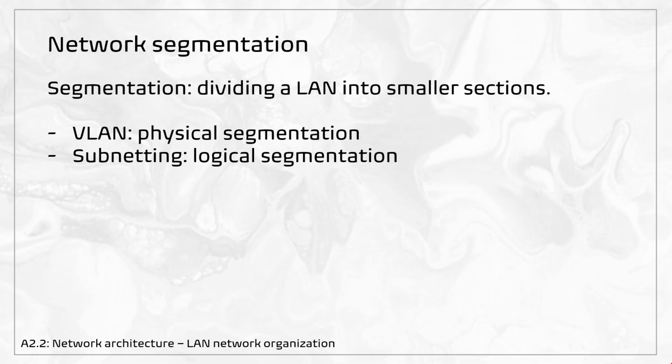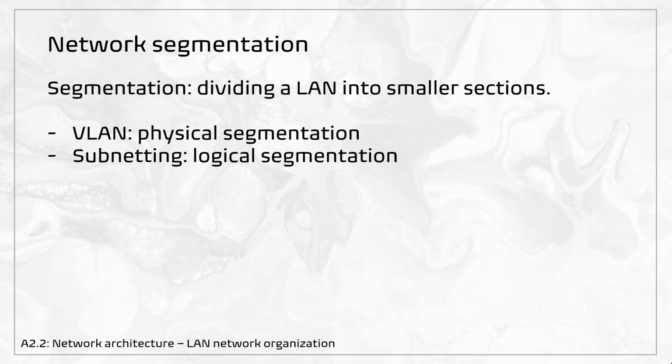Now let's talk about the concept of network segmentation. Segmentation refers to the division of a LAN into smaller sections. This can be either physically, like rerouting the wires through a process called VLAN, or logically through subnetting. The difference between them is that VLAN works on the network interface layer, meaning that it physically divides the network. Subnetting instead works on the internet layer, meaning that it uses IP addresses to prevent access to certain parts of the network to certain users.